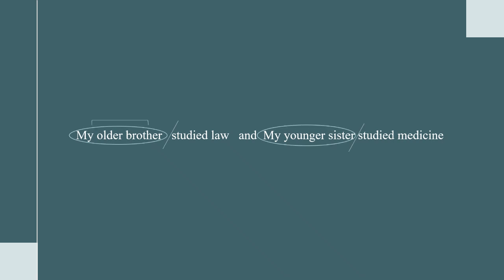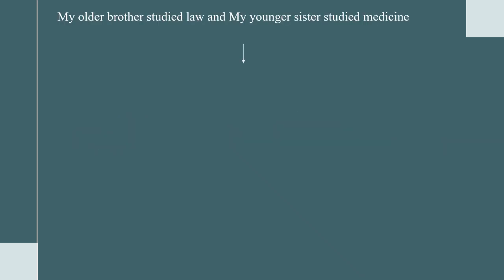So our compound subject here is my older brother and my younger sister. Since it is a compound sentence, we also have two predicates, which are studied law and studied medicine. So our verb or predicate here is studied. So let's have our tree diagramming.